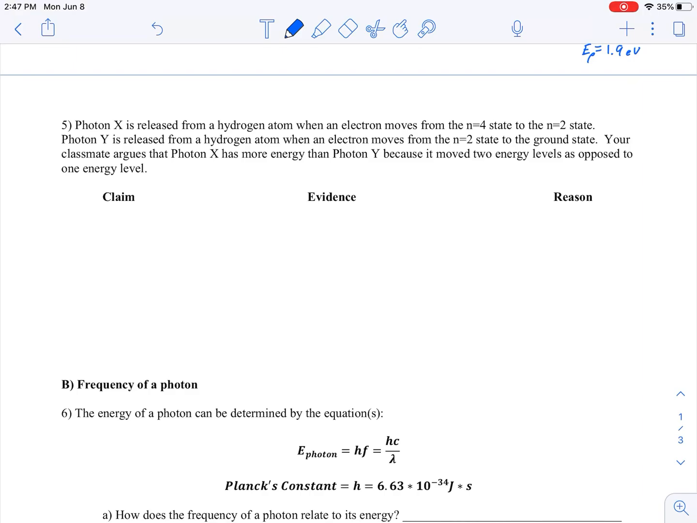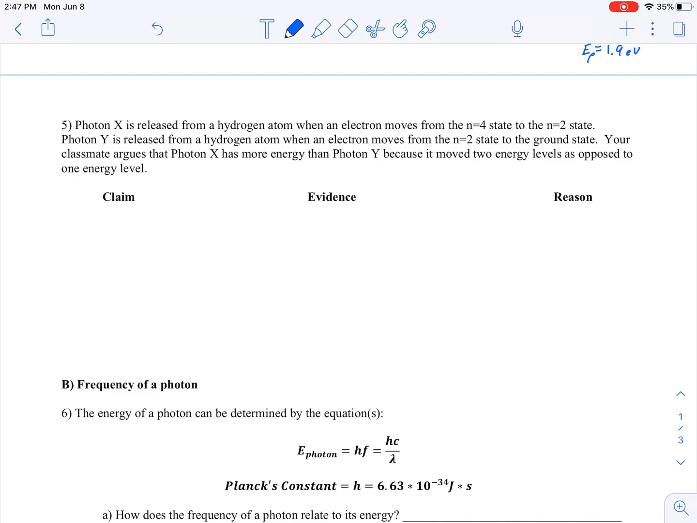All right. So if we look here, it says photon X is released from a hydrogen atom when an electron moves from n equals 4 to n equals 2. Photon Y is released from a hydrogen atom when an electron moves from n equals 2 to the ground state, so n equals 2 to n equals 1. Your classmate claims that photon X has more energy than photon Y because it moved 2 energy levels as opposed to 1.